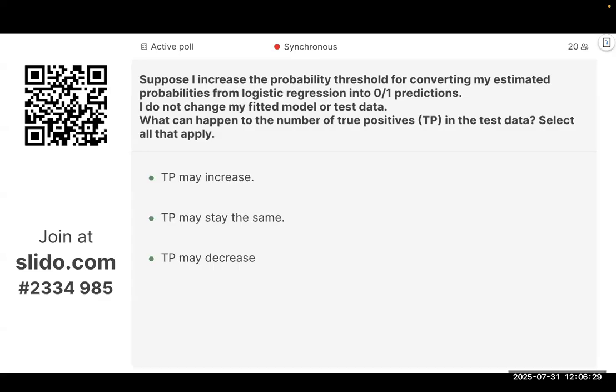Maybe it's helpful to write out a small toy data set and play around with the threshold and see what happens. Okay, so take a minute or two.